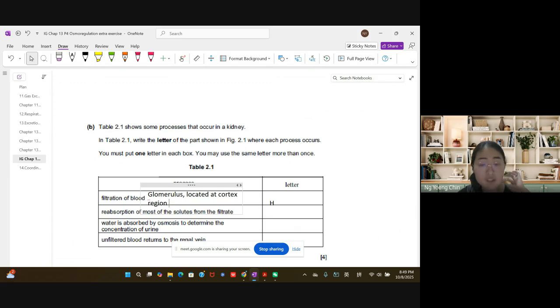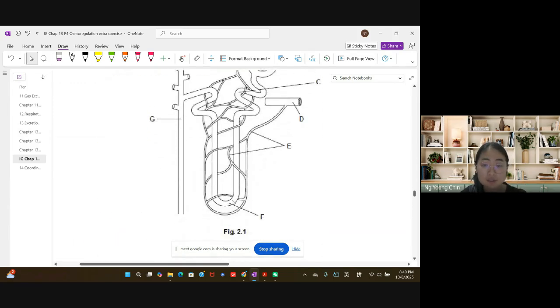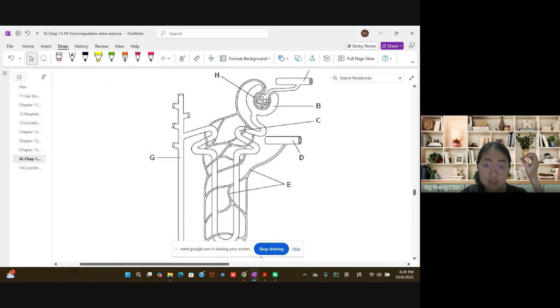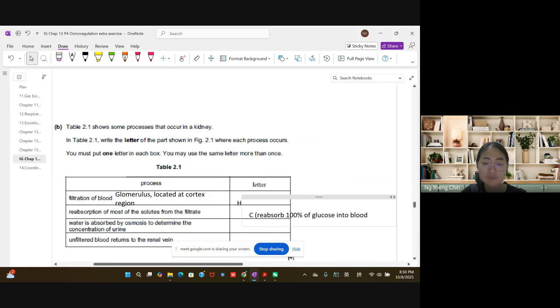Right, and then reabsorption of more solute from the filters. This one, a lot of solids on the filter is C, because they involve 100% of the glucose. So it's C, yeah. The reason is they already reabsorbed 100% of the glucose into the blood.